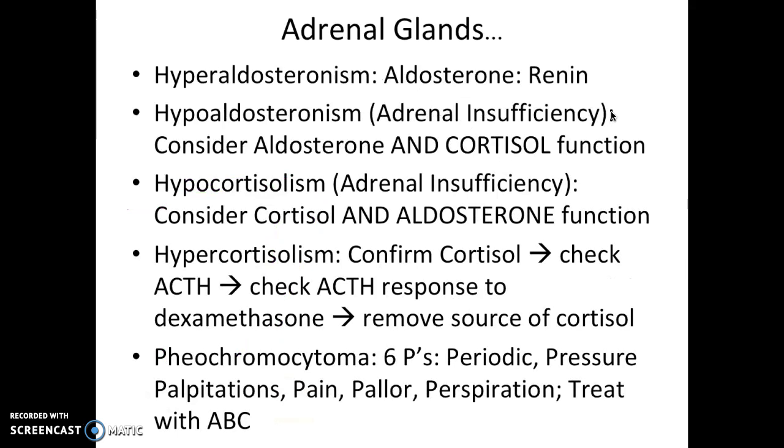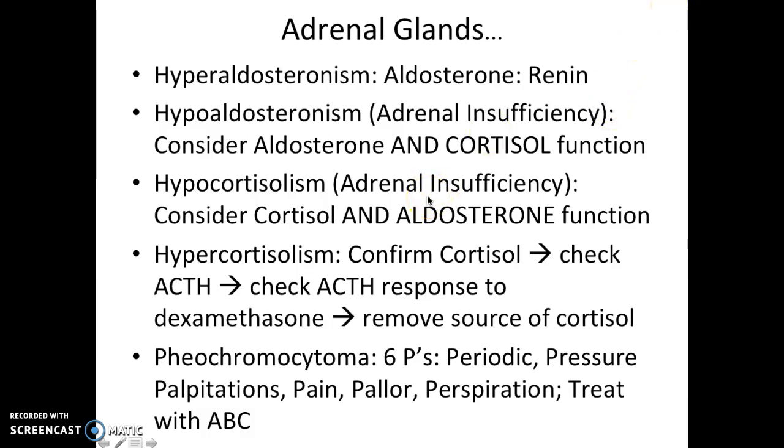So just to kind of recap everything, we have hyperaldosteronism. Then you always want to look to see about aldosterone in proportion to renin. We have hypoaldosteronism, which is part of a larger constellation, adrenal insufficiency. So you want to consider aldosterone and cortisol function. Conversely, if it's hypocortisolism, consider aldosterone. Then we have hypercortisolism, so Cushing's.